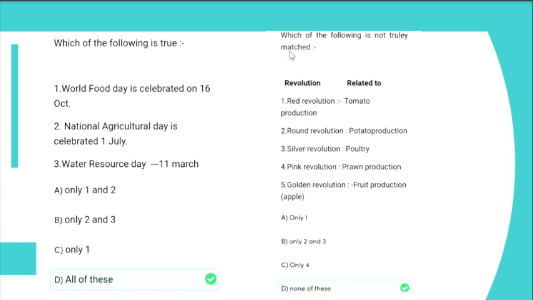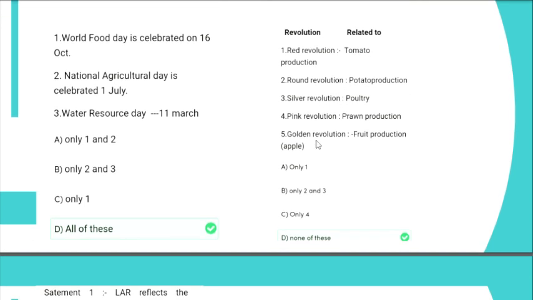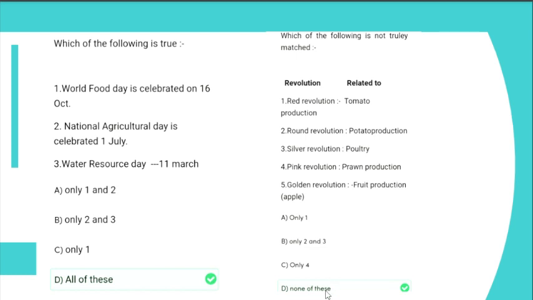Next question. Which of the following is not truly matched? So column number 1 gives the detail about the revolution, and column number 2 details what it is related to. So here all the options are correct. So option number D, none of these, is the correct answer.